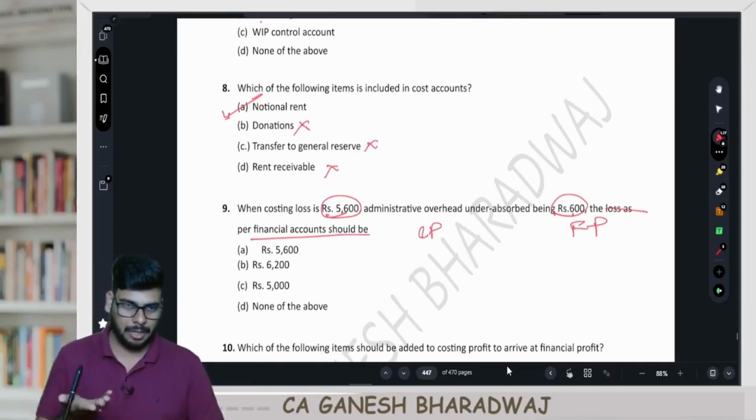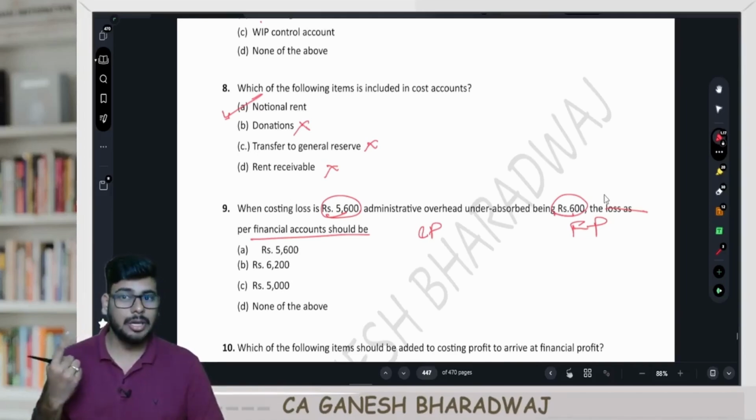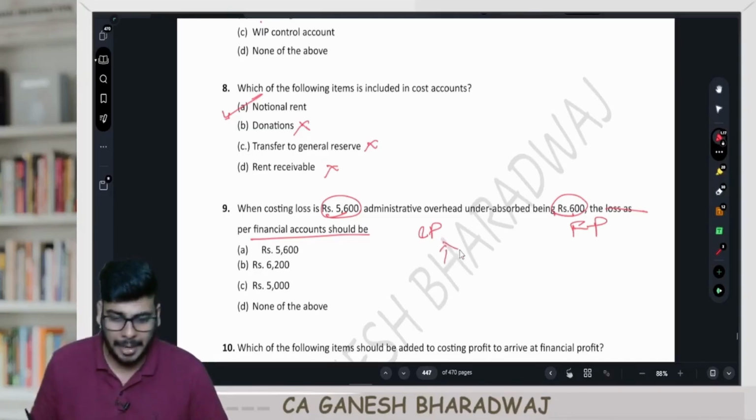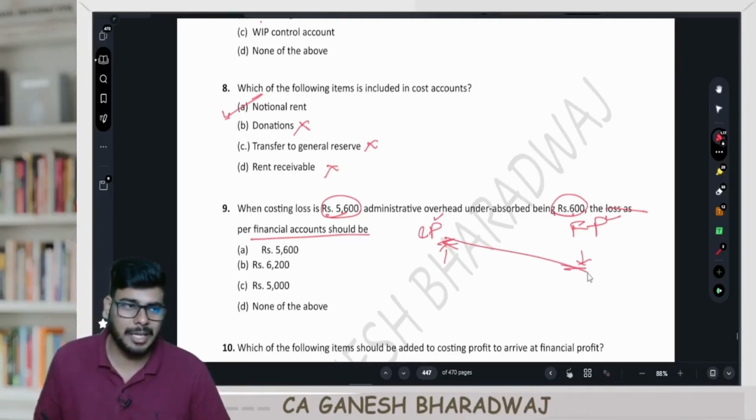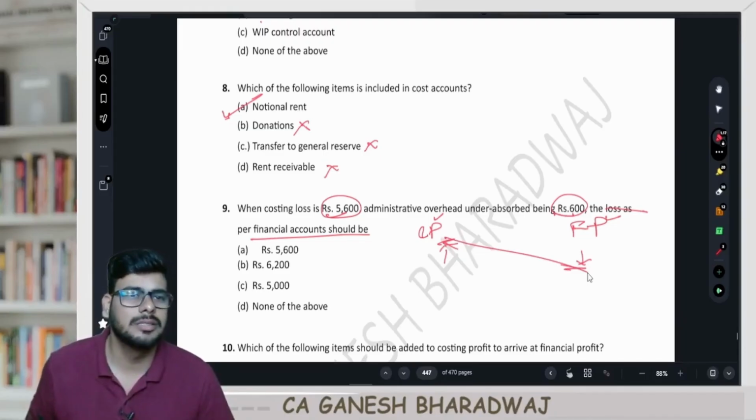The absorption concept itself is there in costing only. So I would have debited less in costing, which means costing reports more profit. But I now need to arrive at financial profit. Here they have clearly given the starting point as costing and the ending point as finance. So now I need to subtract. Correct?